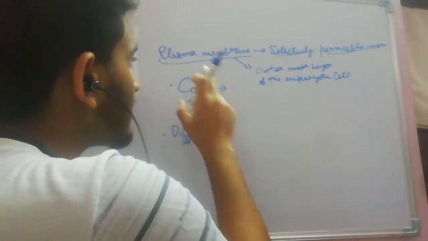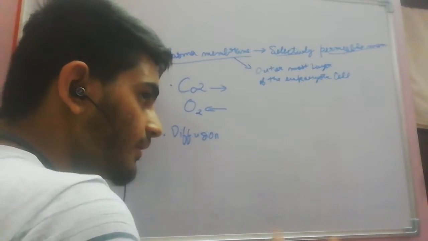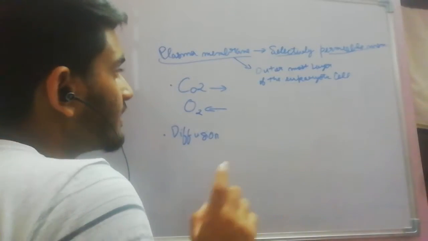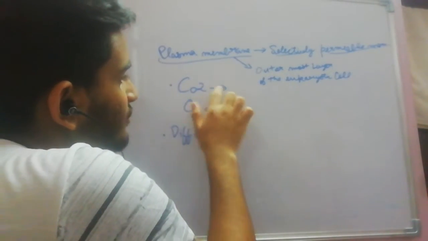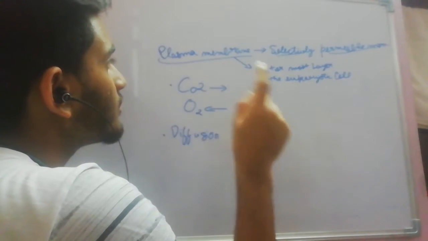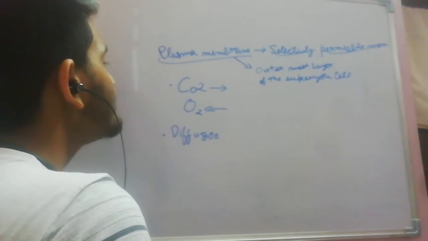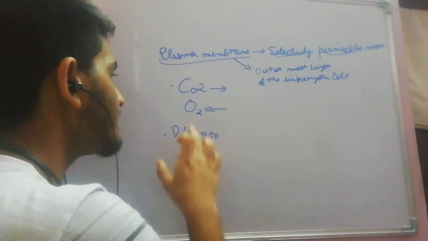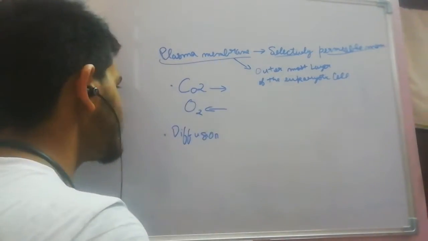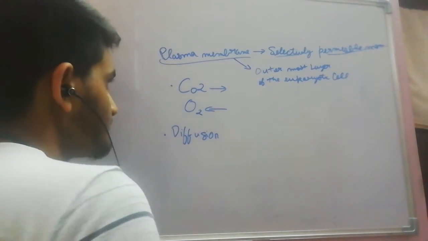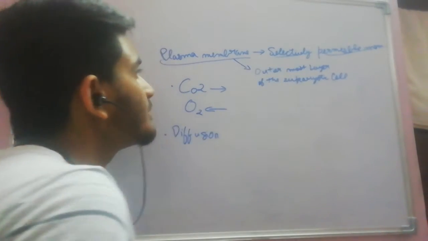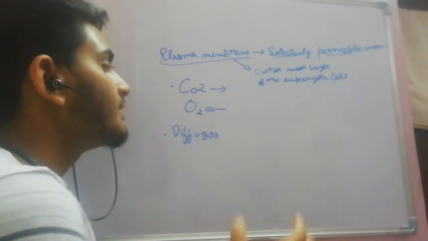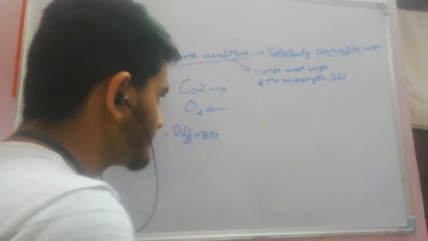Because the plasma membrane decides what material should go into the cell and what material should go out of the cell. For example, if we take CO2, CO2 has to be thrown out of the cell, so CO2 will go out of the cell through the plasma membrane. And O2, oxygen, has to enter the cell, so O2 will also enter the cell through the plasma membrane. So that's why the plasma membrane is called a selectively permeable membrane. It decides what material should come into the cell and what material should go out of the cell.